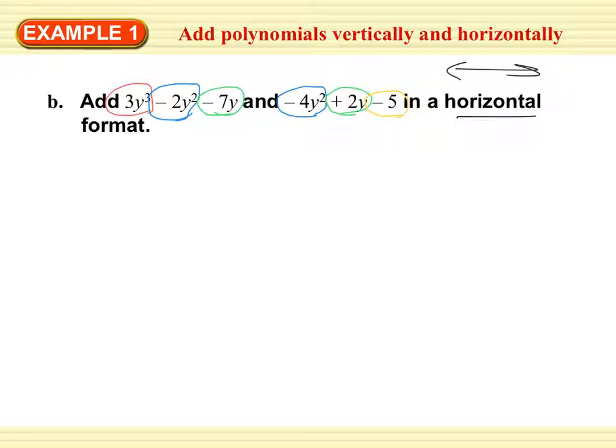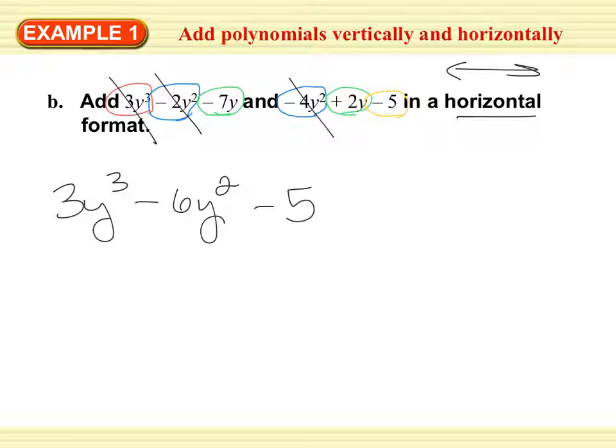So I can collect things that are the same color. I have 3y cubed because there's no more. The blue one's a -2 and a -4 gives me a -6. I always cross them off when I'm done because once they're all crossed off, I know I don't need to add or subtract anything. I've gotten them all. I haven't left anyone behind. A -7 and a +2 and a -5.